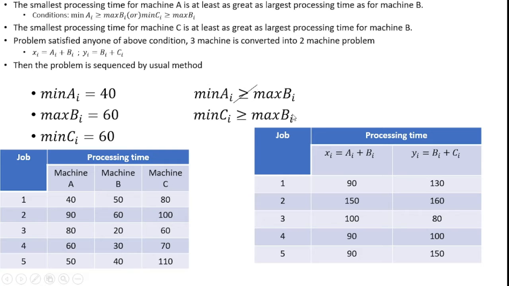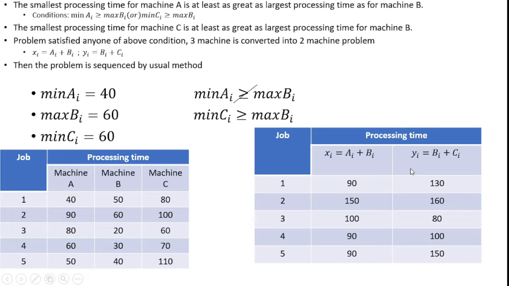So now I have to calculate the processing times with Xi, the conversion equation, and Yi. Here you see machine A processing time with job 1 is 40 and machine B processing time with job 1 is 50. So 40 plus 50, I get 90. Similarly 90 plus 60 I get 150. 80 plus 20 is equal to 100. 60 plus 30 is equal to 90. 50 plus 40 is equal to 90. Likewise, I rearrange the table with respect to the formula.